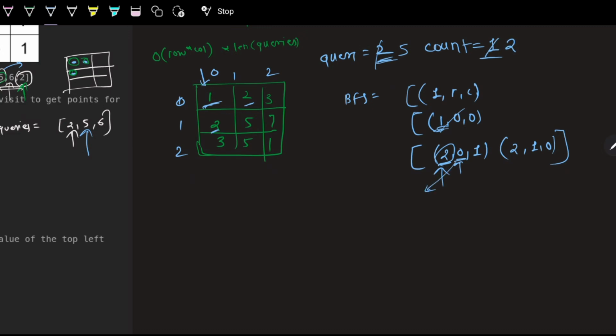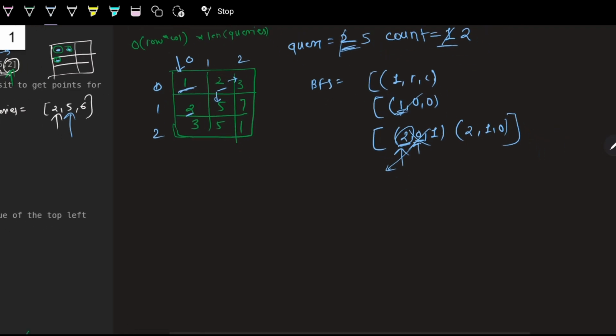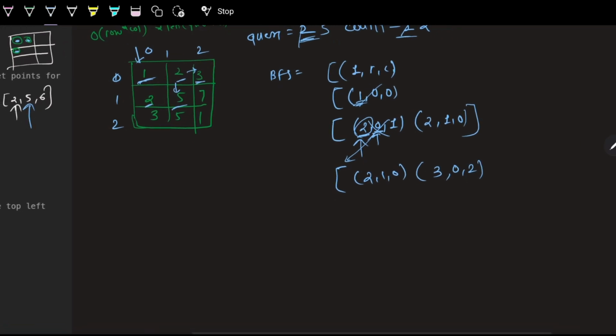I will take it out, so it will be removed, and I will try to put neighbors. So for 0, 1, neighbors is this, neighbors is this. As it is a min heap, again 2, 1, 0 will come up, then 3, as the value is 3, then 0, then 2, then this 5 will come up, that will be the 5, 1, 1.